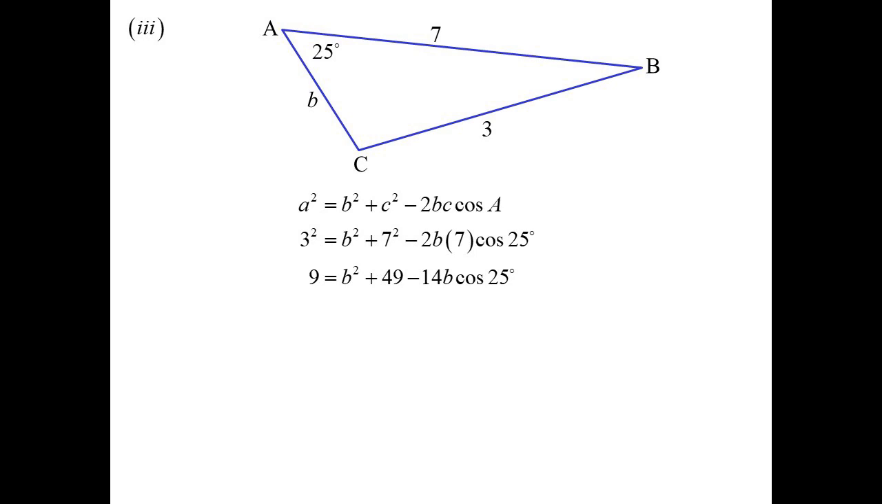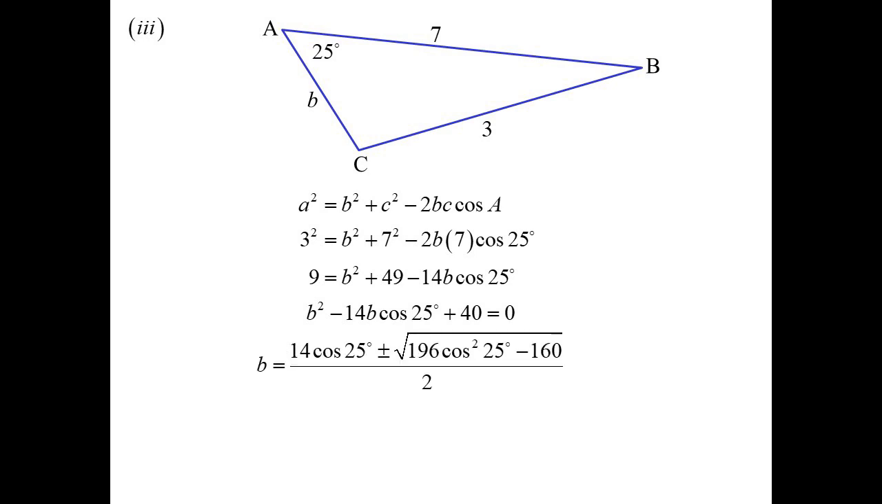Substitute what I know. And what I've ended up with is a quadratic equation in terms of B. So make it look like a quadratic: B squared minus 14b cos 25 plus 40. I can put that into my quadratic formula. Now I've got two possibilities here though, because of the plus or minus.